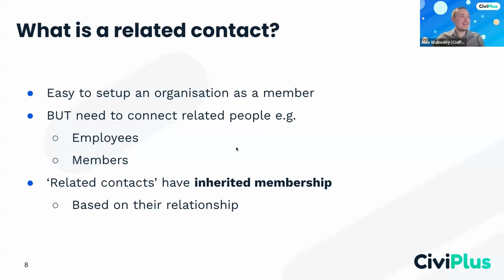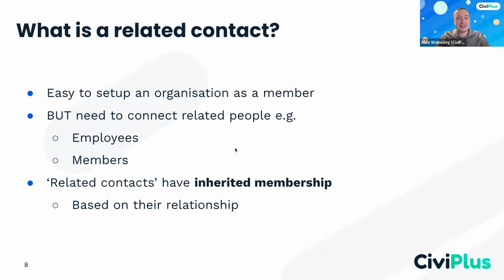Yep, so this is the next slide. What exactly is a related contact is where we're going now. Well, basically, Louisa's talked about all these individuals who are connected to the member organizations, and related contacts are really the people who are connected to them, who are inheriting the membership, because it's really easy within Civi, certainly Civi and maybe another CRM, to set up an organization as a member. It's really simple. It's the same as any other individual member. You're just creating a membership.